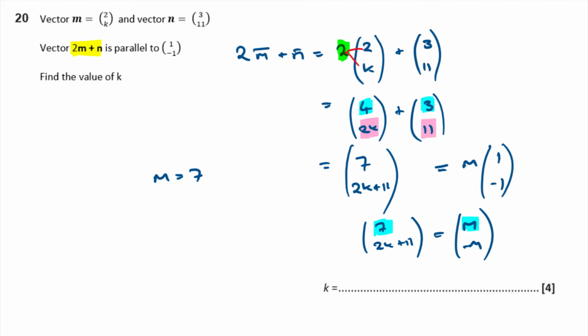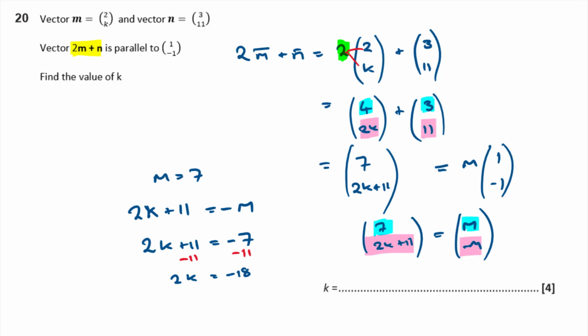And then if I compare this one with this one, I can see that 2k plus 11 must be the same thing as minus m, which we've just found out is 7. So I can say that 2k plus 11 equals minus 7. Okay. Then subtracting 11 from both sides, I'm going to get 2k equals minus 7 minus 11, which is minus 18. And then dividing both sides by 2, I'm going to get k is negative 9.